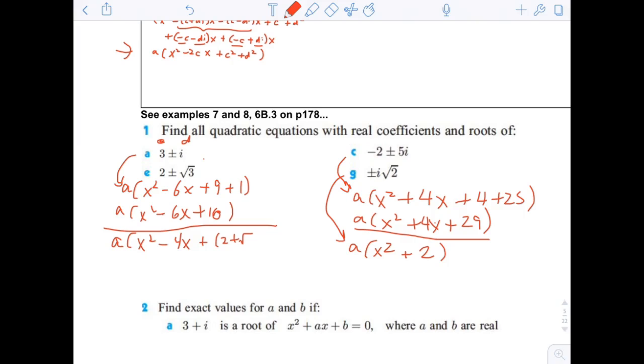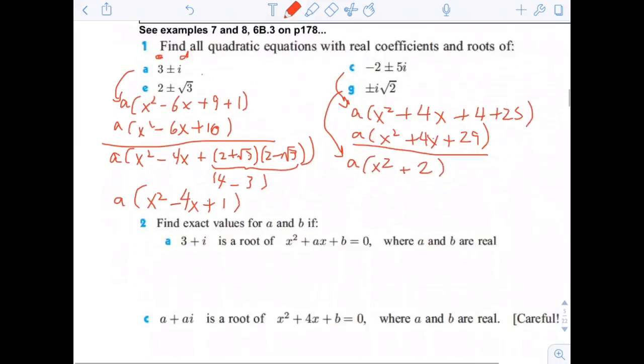2 plus square root of 3 times 2 minus square root of 3 squared. So let's figure that out. So it's 4 minus 3. So the last term is going to be 1 instead of what I found before. I think I found like 3 or something. Okay? That was a little tricky because I thought that was i, but it's not.